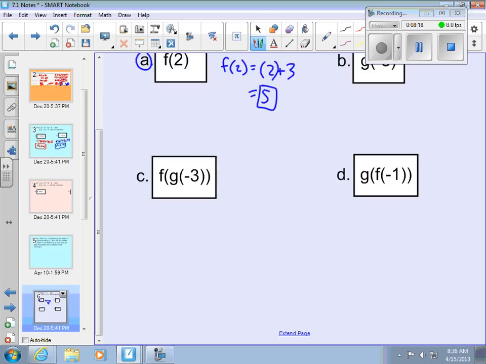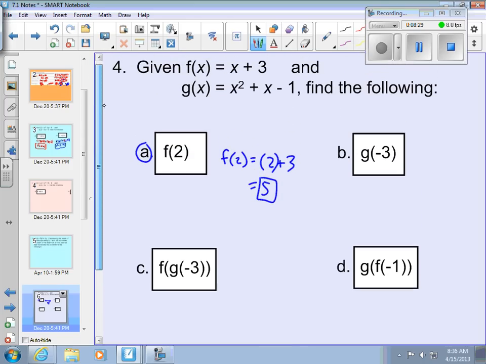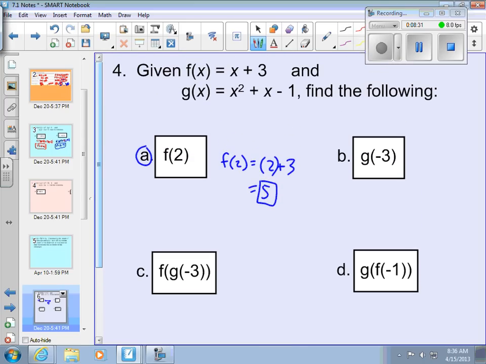Let's look down at letter C. This one, we have a function within another function. And this, as we're going to look at in a second, is called composition. They want us to figure out what do we get when we have g evaluated at negative 3 and then the result of that evaluated at f. You always want to start with the inside one. Okay, what is g at negative 3?